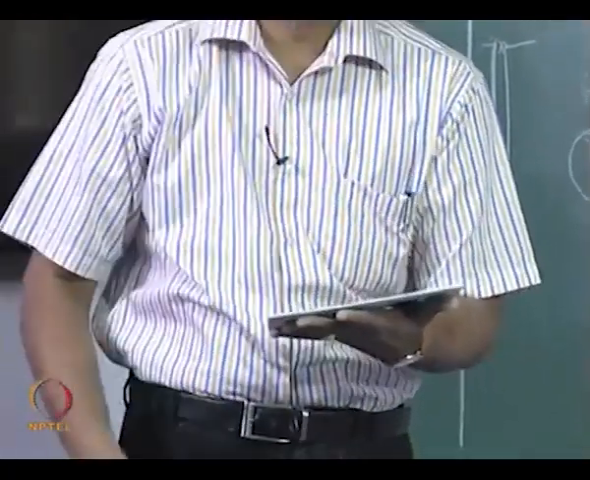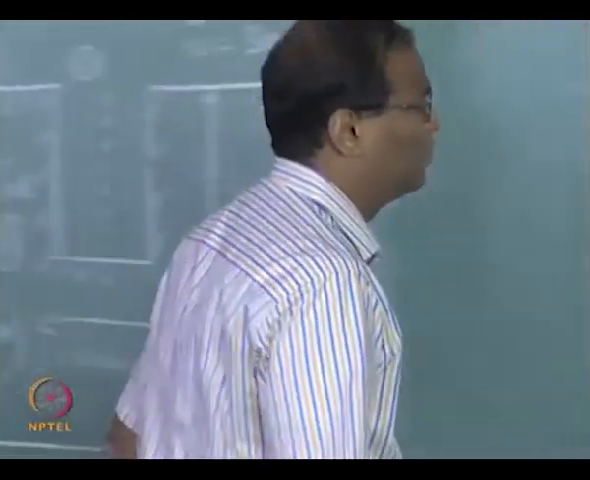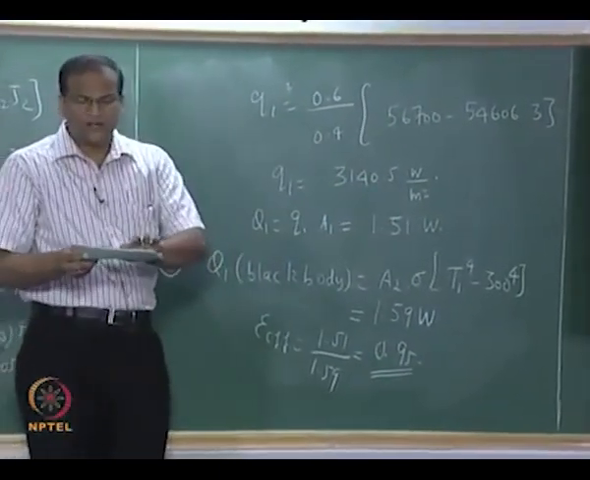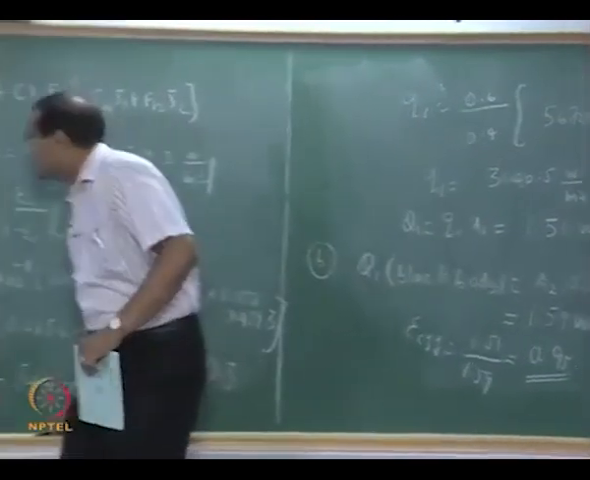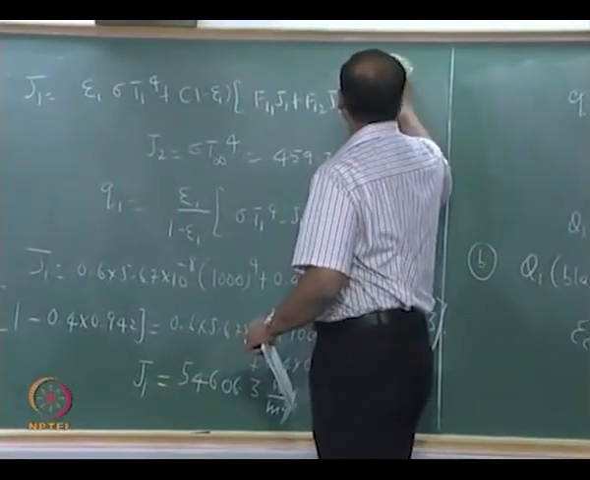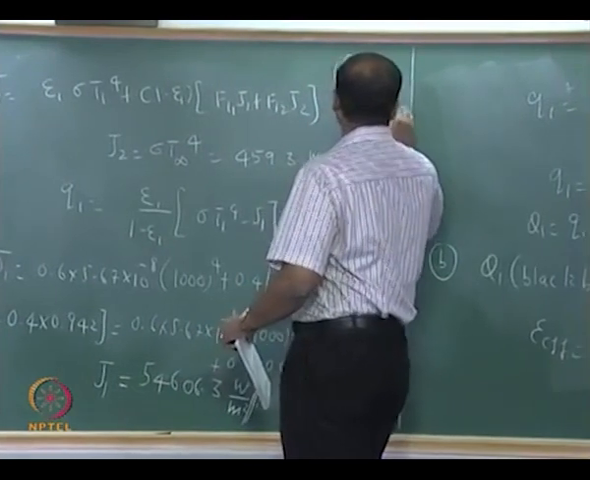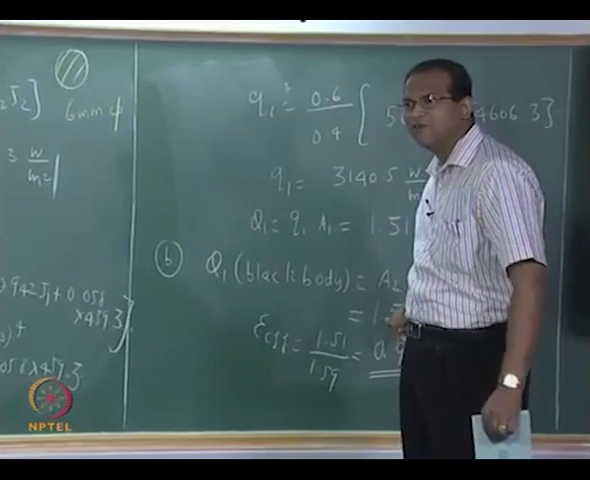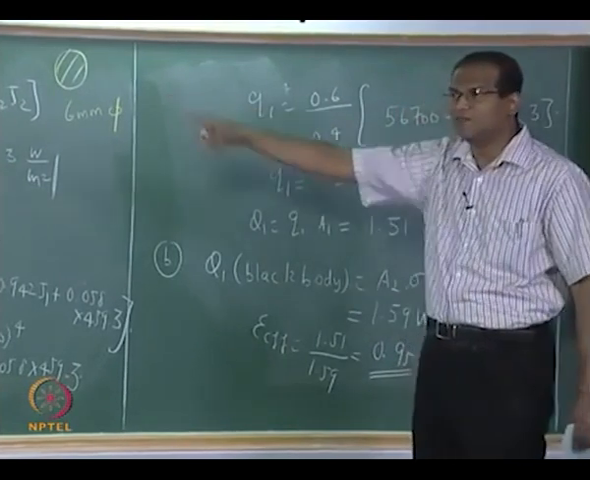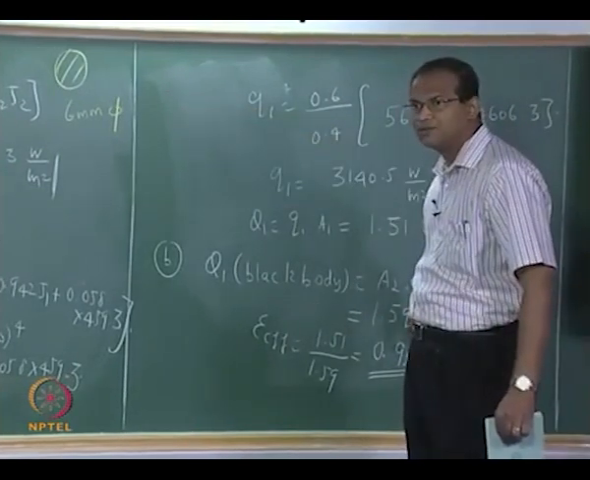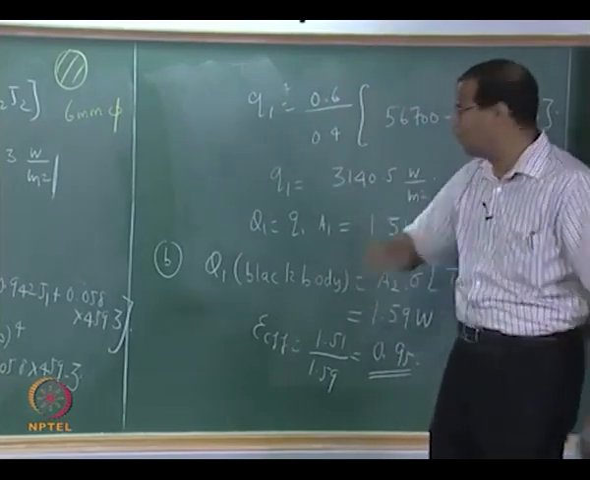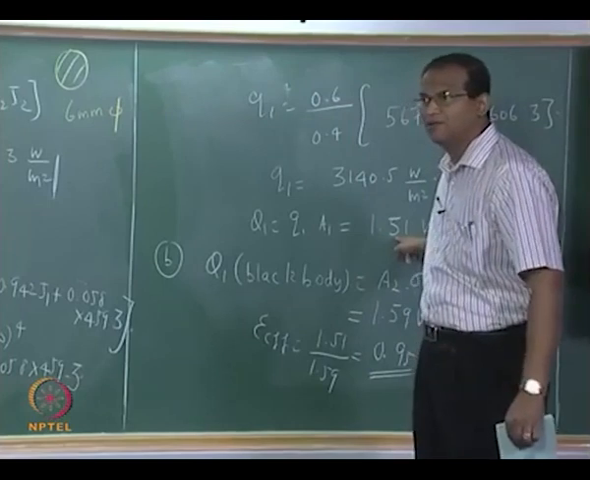Suppose I bore a hole, then I can get a heat transfer rate of 1.51 watts. Okay. Suppose I just leave an area at the top like this. If it is a black body, the heat transfer rate is 1.59. If it is a body with emissivity of 0.6, the heat transfer is only 1 watt. Are you getting the point? Therefore, by boring a hole from 1 watt, we are able to take it up to 1.51.